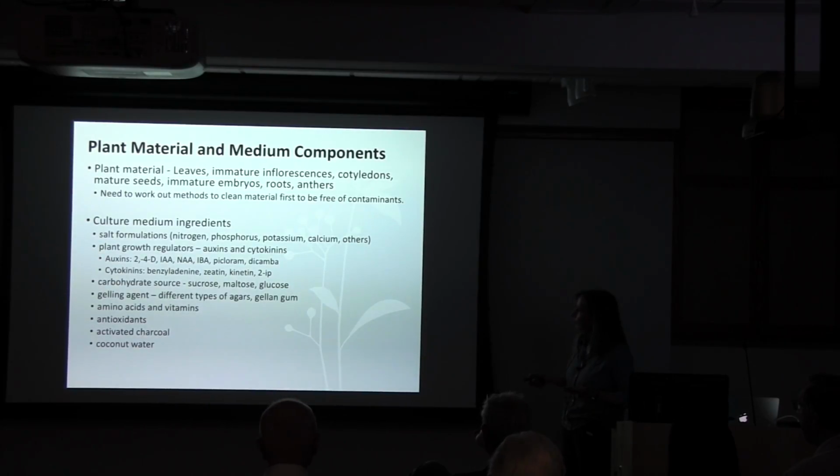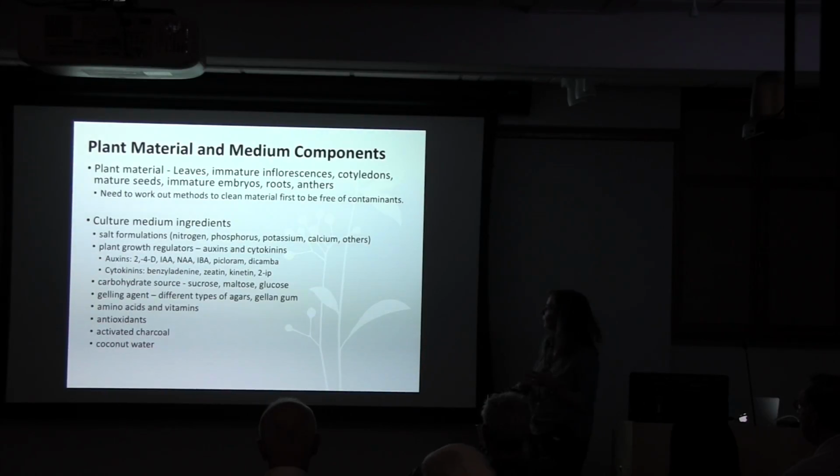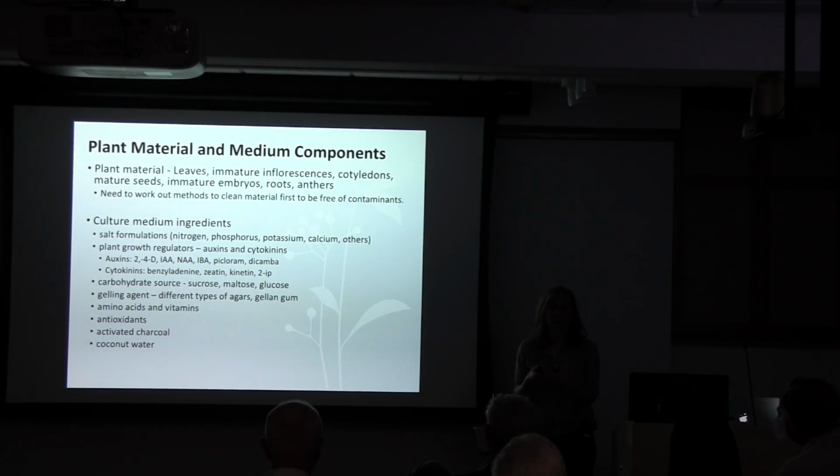The major part of the medium is the salt formulations, and those salts are like nitrogen, phosphorus, potassium, whatever is needed to support plant growth and culture. There are a number of standard salt formulations that we use. One common one is called Murashige and Skoog, or MS, but there are even modified versions of MS. So you can purchase an MS medium that doesn't contain any ammonium nitrate, because some plant species are sensitive to the ammonium nitrate. So there are a lot of parts to those salts that can also affect the plant material.